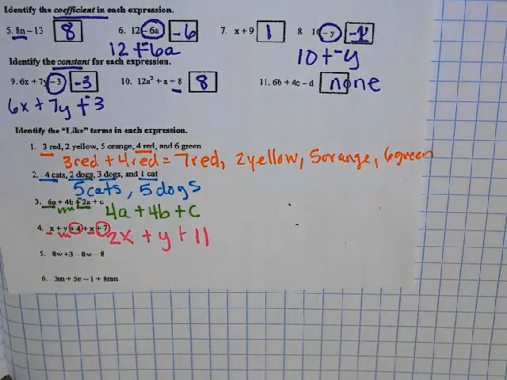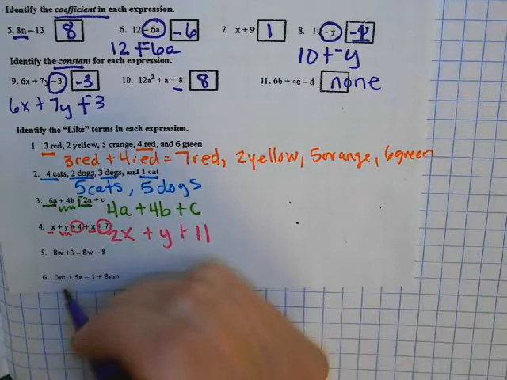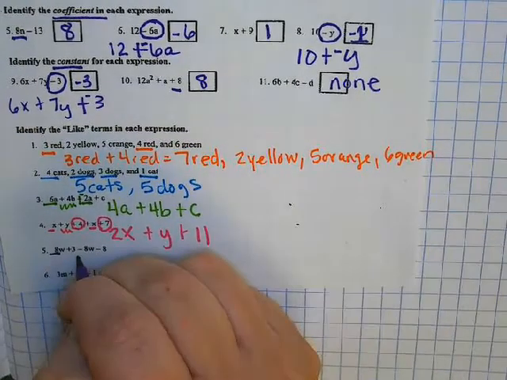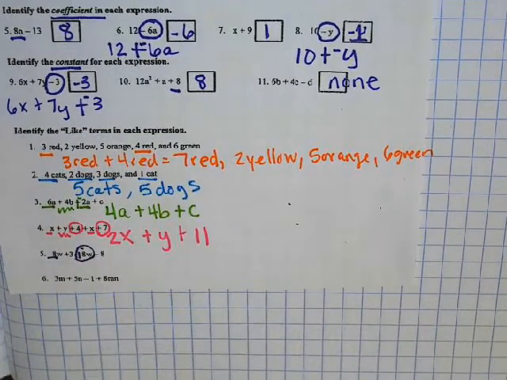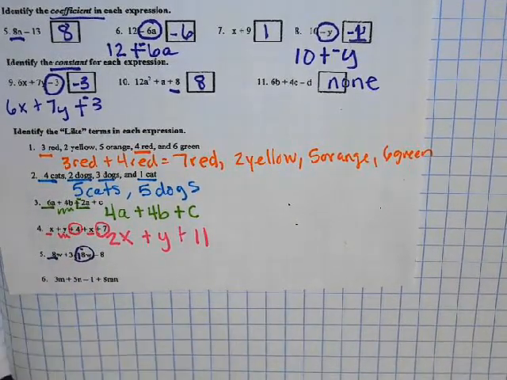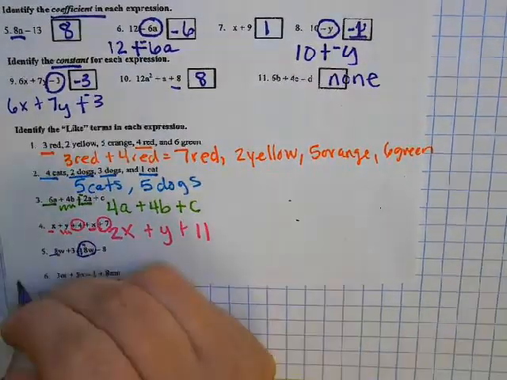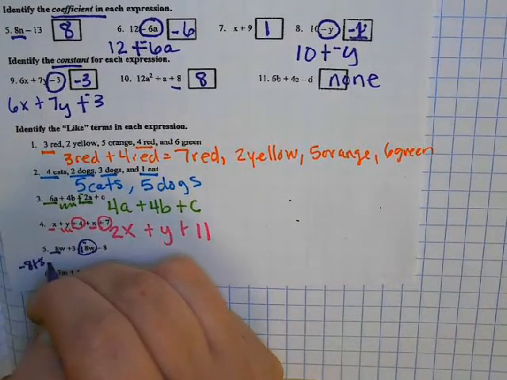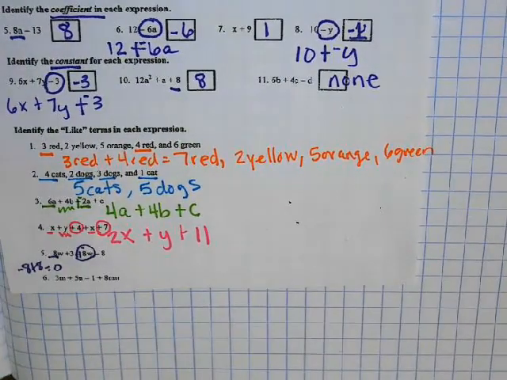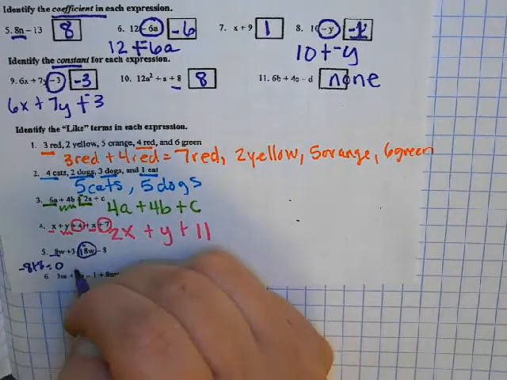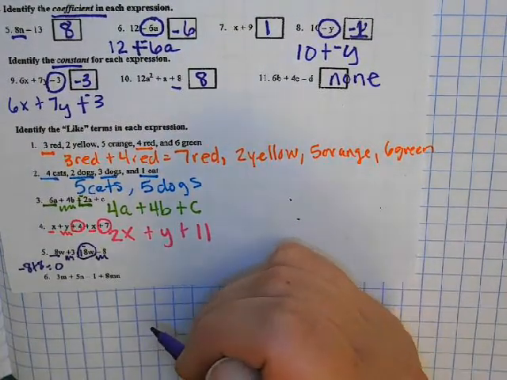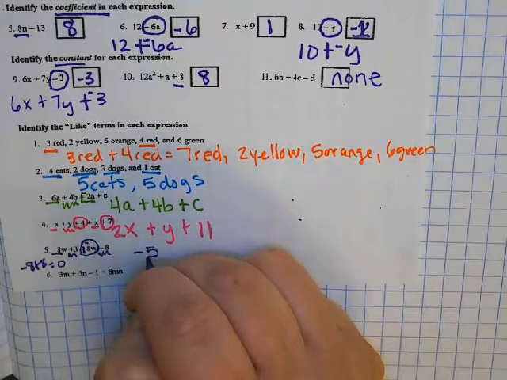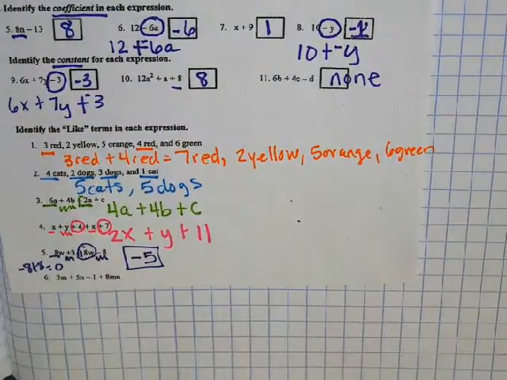Number 5. 8W and a negative 8W. Remember, keep, change, opposite. That is negative 8W and a negative 8W cancels out. We know negative 8 plus 8 is 0. So my W's are gone. Then I have a positive 3 and a negative 8. Positive 3 and negative 8 gets me to negative 5. And that's as simplified as I can go.